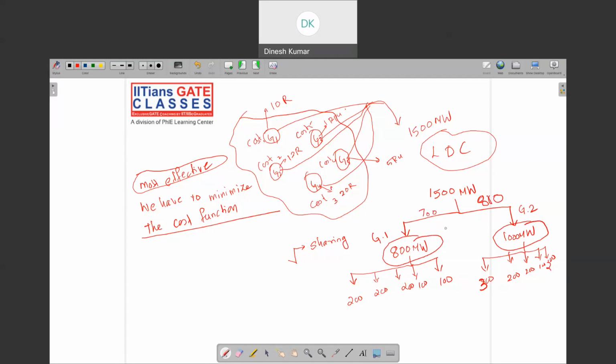Now the second part of this problem will be how this 700 is shared between these 5. One way of doing this is we can directly shut down this one, right? So this 100 can be shut down, and all others run at their maximum capability. So we'll get 700, right?